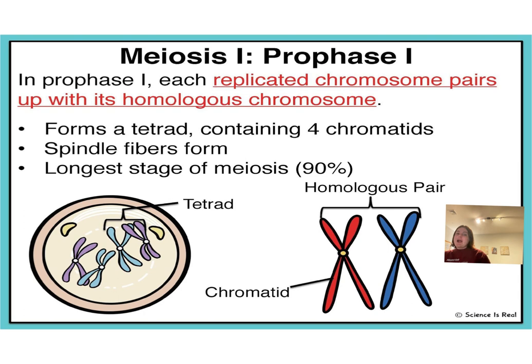So a tetrad is, as you can see here, let me get my pen. You can see here that a tetrad is 2 chromosomes together, and they're a homologous pair, and then a chromatid would be half of these. So we have 4 of those chromatids.